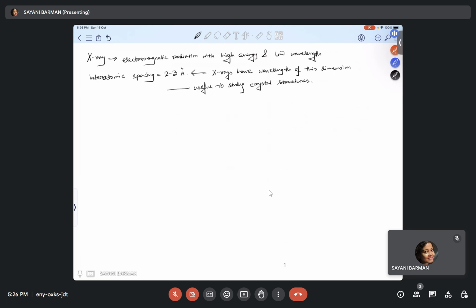Now we all know Bragg's law, right? That is n lambda equals 2 d sine theta.